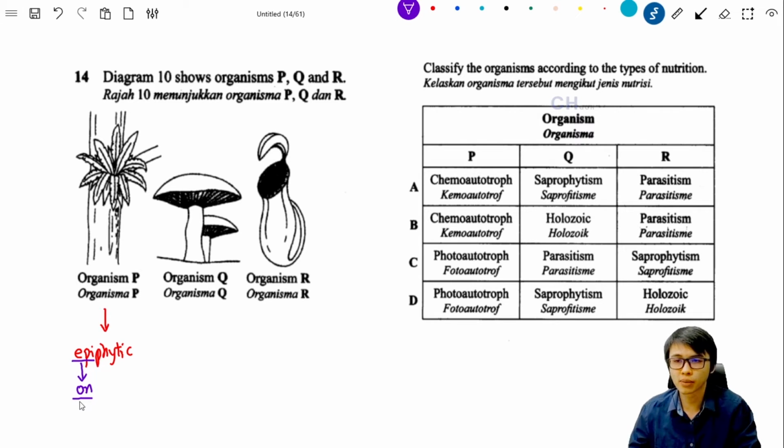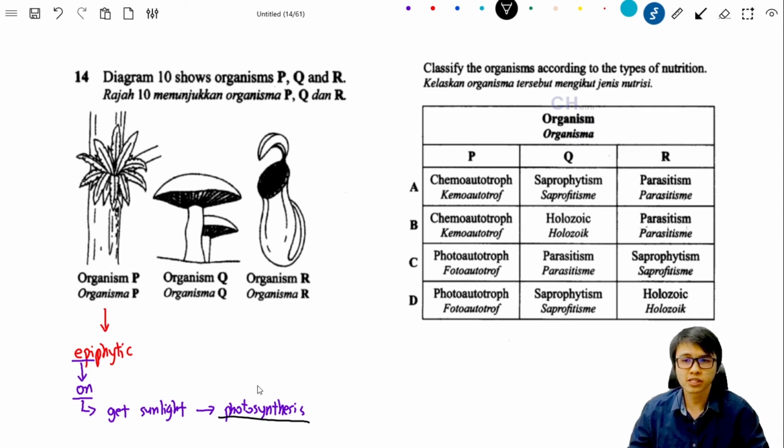They want to gain some height in order to get enough sunlight to carry out photosynthesis. Now, I say photosynthesis because they have chlorophyll to produce their own nutrients. So they do not need to absorb nutrients from the host.